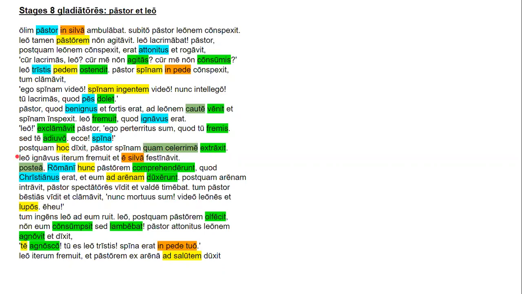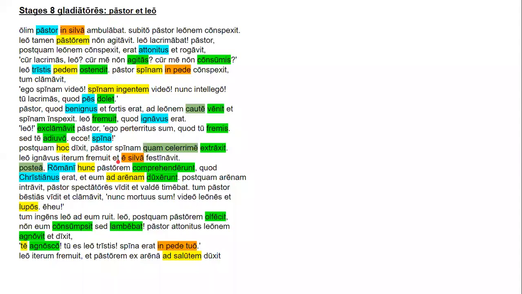Almost there, guys. "Leo ignavus iterum fremuit et a silva festinavit." So Leo is our nominative subject, and then ignavus is an adjective that's modifying Leo. So it's the cowardly lion. Iterum is an adverb meaning "again." Fremuit is the perfect tense verb, same as up here. "Roared," so he roared again.